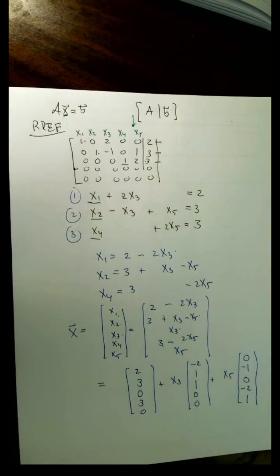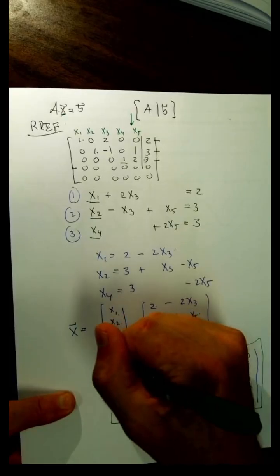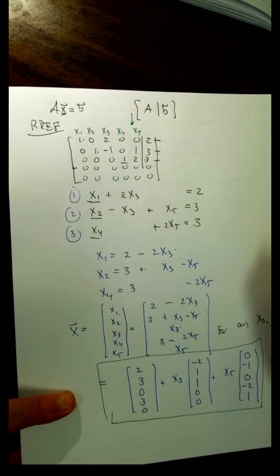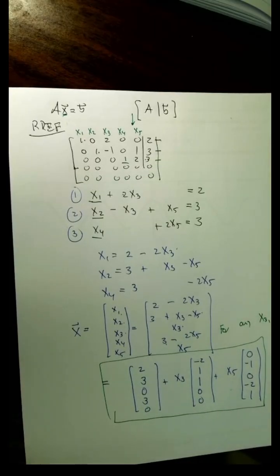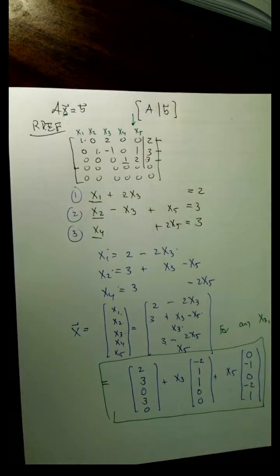So my solutions to this system of equations is given by this. And you can give me any values for x3 and x5. And as long as I use those to calculate x1, x2, and x4, I'm going to have a solution to the original equation. And notice this implies that I have infinite solutions.